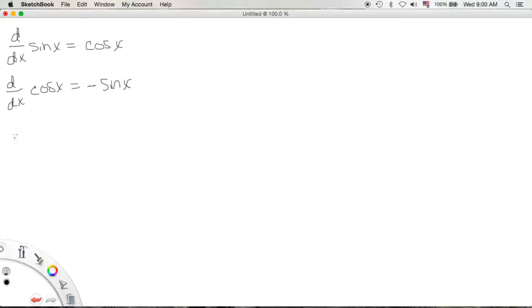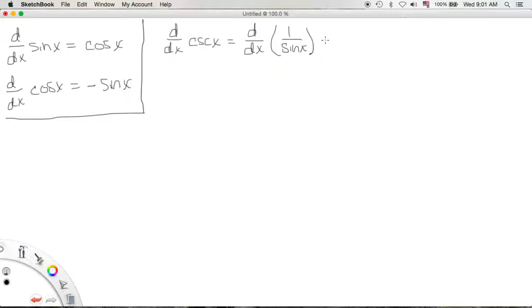So the other ones should be easy. Let's say we want to find the derivative of the cosecant. Well, that's the same thing as finding the derivative of 1 over the sine of x. So we can use our quotient rule here. Bottom times the derivative of the top minus top times the derivative of the bottom all over the bottom squared. And then we just simplify.